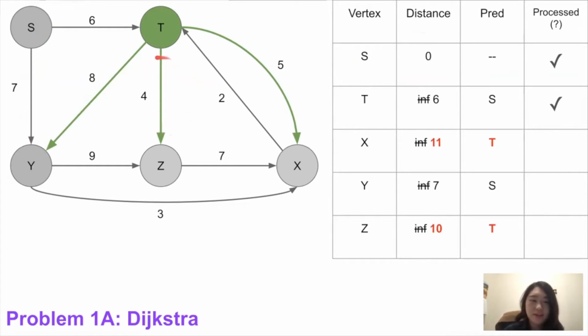Instead of updating Y, we still need to update other neighbors. So we have a pointer to Z and X, and we update accordingly. One really important thing to note is that you must add the total distance. The distance you see for Z is not just 4, it's actually 6 plus 4. And it logically makes sense.